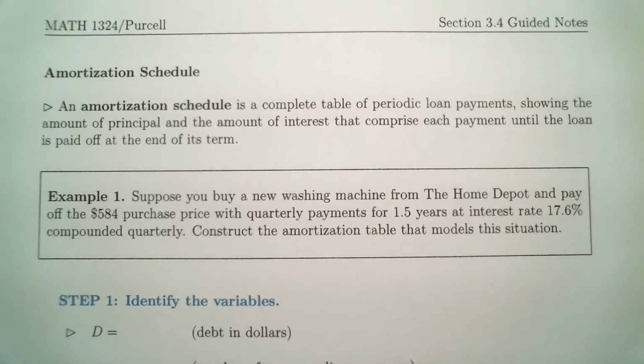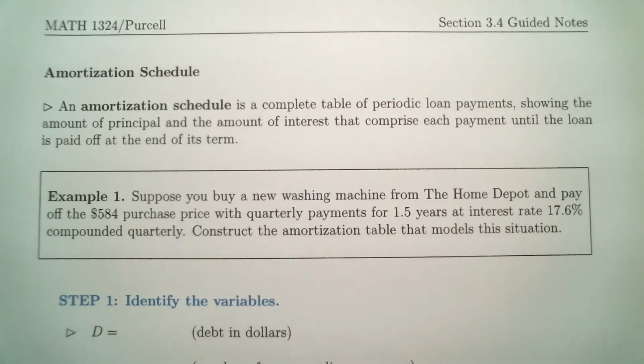Under the first bullet point, you can read that an amortization schedule is a complete table of periodic loan payments showing the amount of principal and the amount of interest that comprise each payment until the loan is paid off at the end of its term. So here is the example we are going to do.